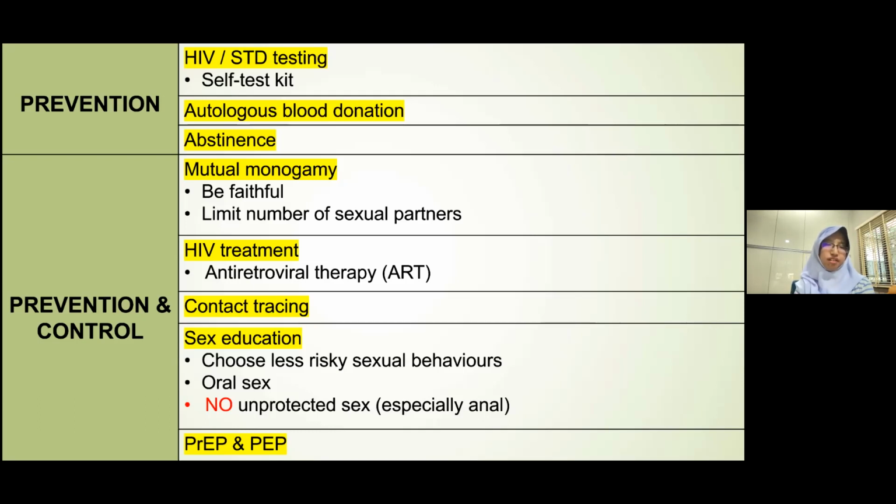You should choose less risky sexual behaviors, because HIV is most commonly transmitted through anal sex. FYI, anal sex has a 16-times greater chance of transmitting HIV compared to vaginal sex, for some obvious reasons, right? The anal lining has less mucus on it, and more HIV is found there. So maybe an alternative to this would be oral sex. All right, so no unprotected sex, especially anal.